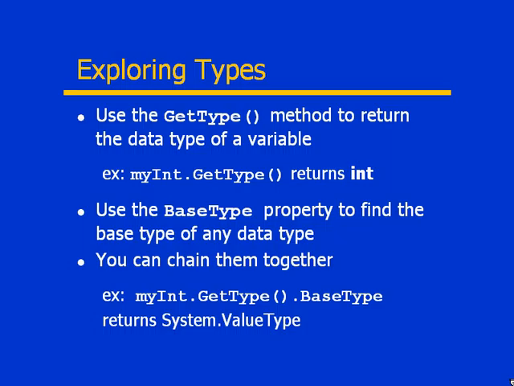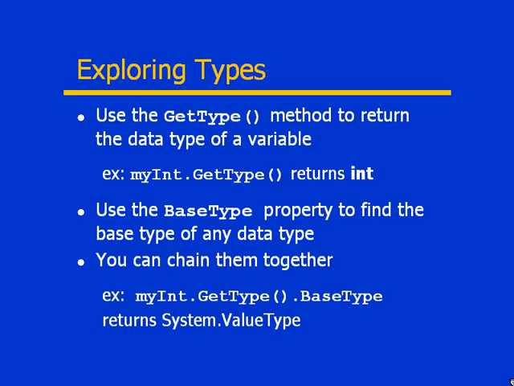Some of the more convenient properties and methods include, for example, the GetType method. The GetType method is a method that we can use to return the type of that particular element. So if I have a variable, for example, called myInt, which is defined as an integer data type, then the GetType method would return int as its value.